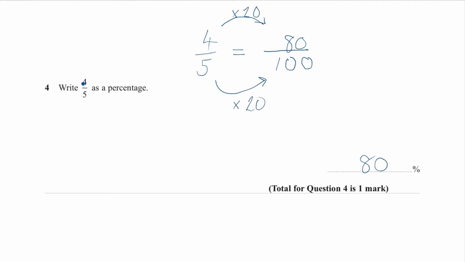But another way you might like to try this is to do the top divided by the bottom. Put two decimal places in. The decimal point at the top, 5 into 4 won't go, so put a 0. So the 4 comes with us to make 40. 5 into 40 goes 8, exactly, and 5 into 0 goes 0. So that's 0.80. So we've changed 4/5 to a decimal, and you'll probably remember to change a decimal to a percentage, you simply times by 100, which will give you the 80 again.